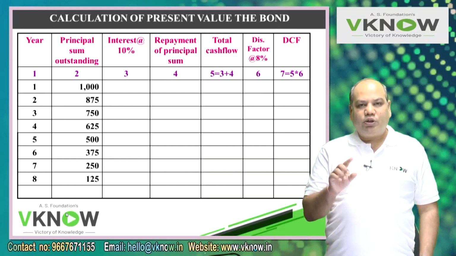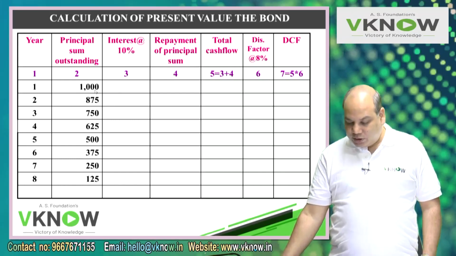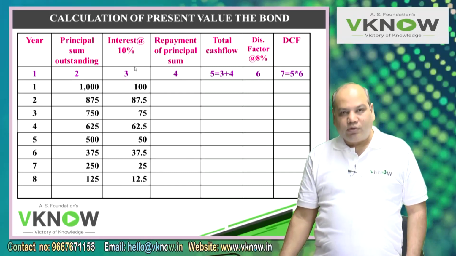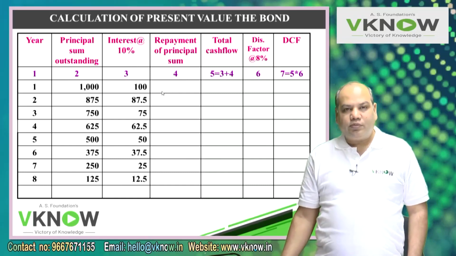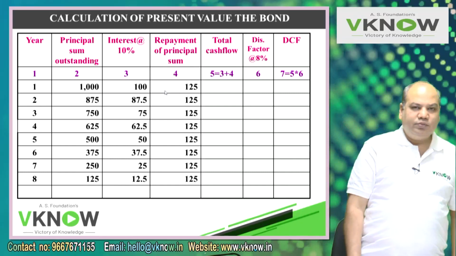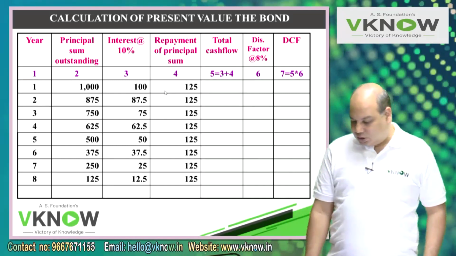Calculate 10% on this without calculator. How do you calculate 10% without a calculator? 1000 into 10% will be 100. This will be 87.5. This will be 75. This will be 62.5, 50, 37.5, 25, 12.5. I hope you can get this column right without calculator. And how much are you redeeming every year? You are redeeming 125 every year. 1000 divided by 8, 125, 8 times.